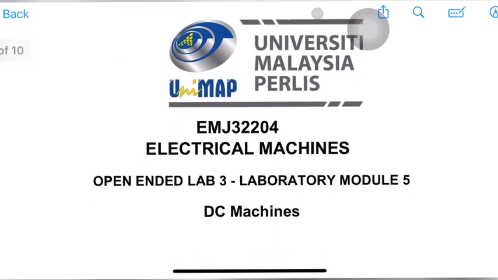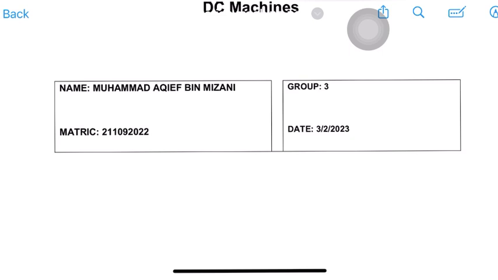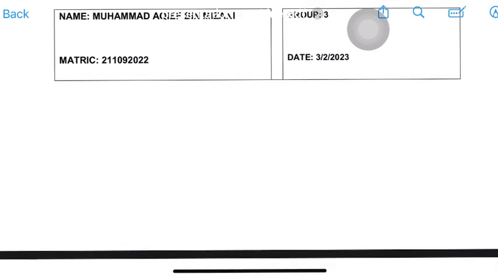Assalamualaikum. Today I will present about my OEL3, Open-Ended Lab 3, DC machine. My name is Muhammad Akib Mizani. My metric number is 211092022.